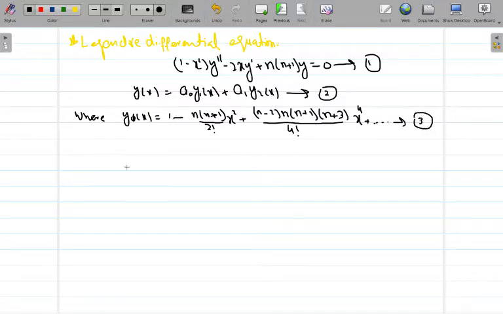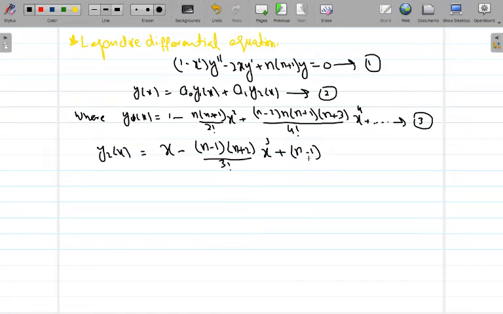This is equation 3, and y2 can be written in this form: x minus (n minus 1)(n plus 2) divided by 3 factorial x power 3, odd powers of x, plus (n minus 1)(n minus 3)(n plus 2)(n plus 4) divided by 5 factorial x power 5 minus and so on. This is equation number 4.